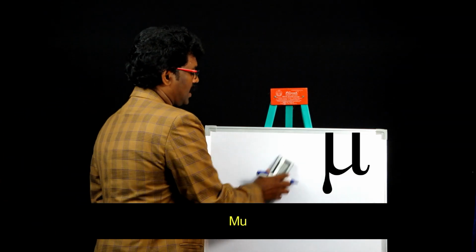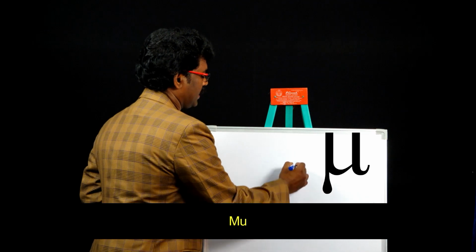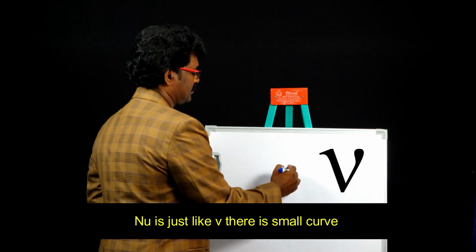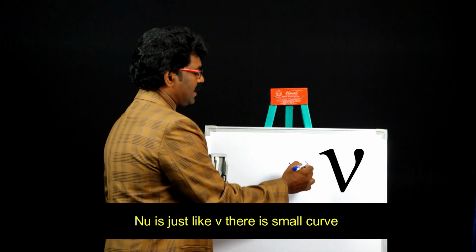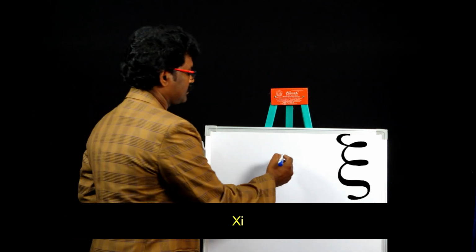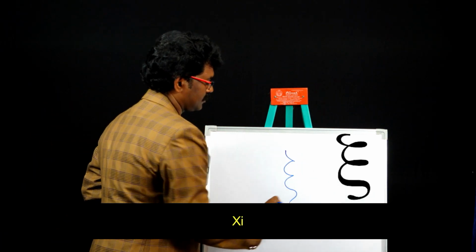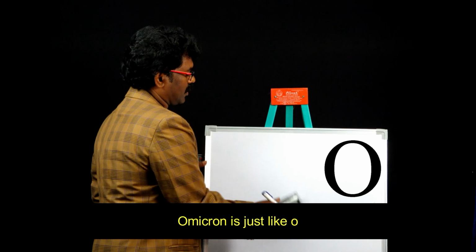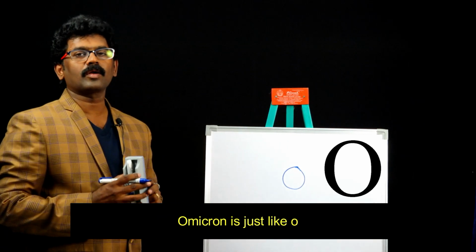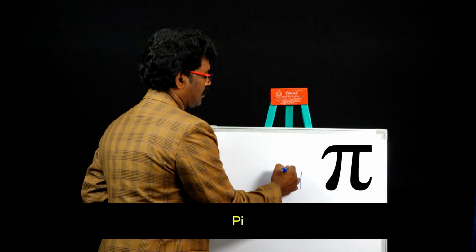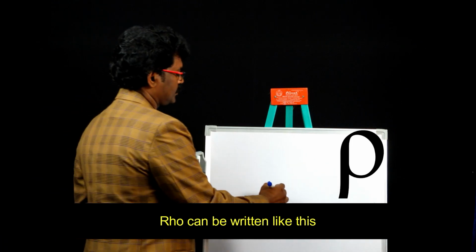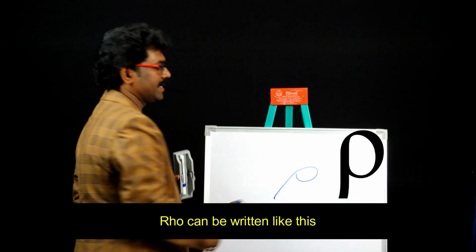Mu. Mu is like this. Nu. Nu is just like V and there is a small curve. Xi. Omicron. It's like O. Pi. Rho. Rho can be written like this.